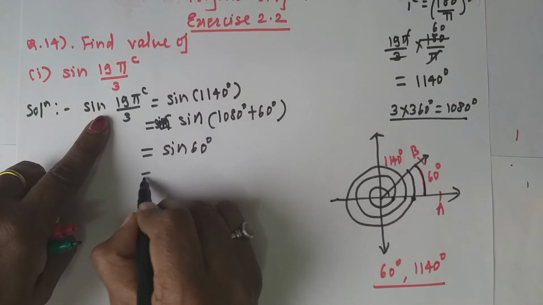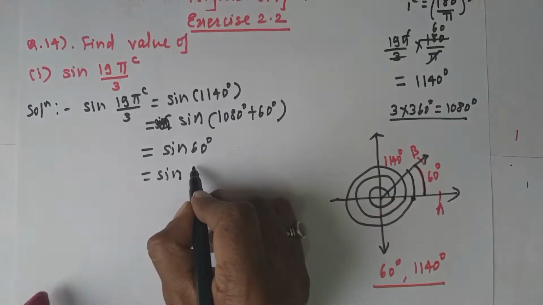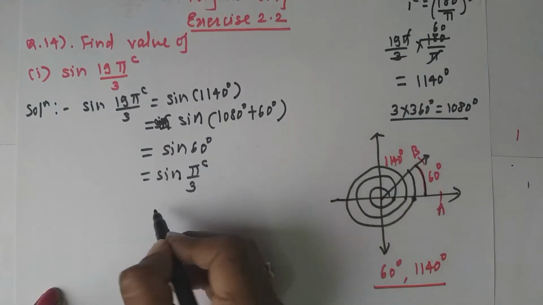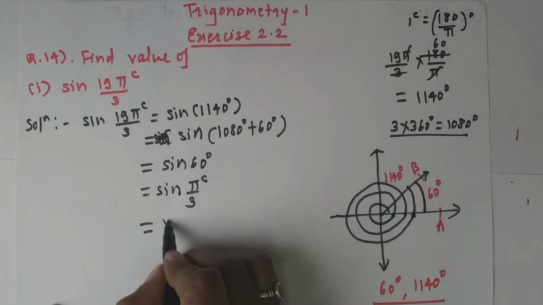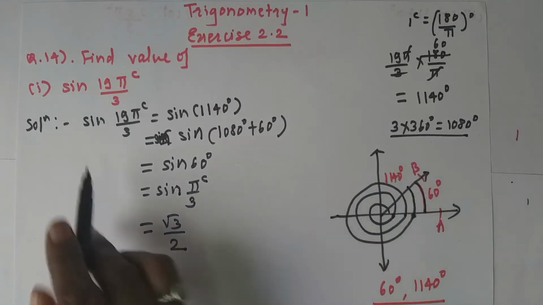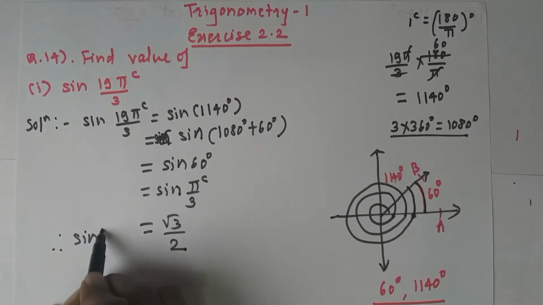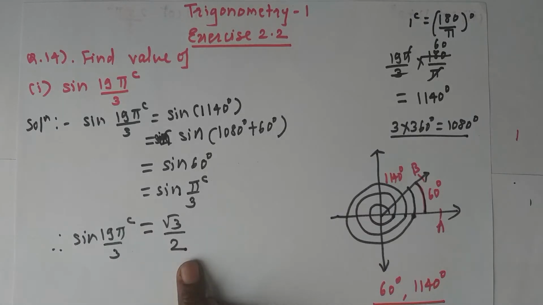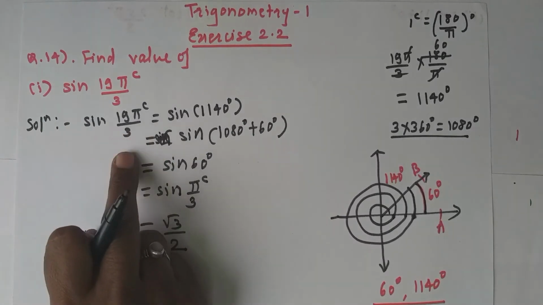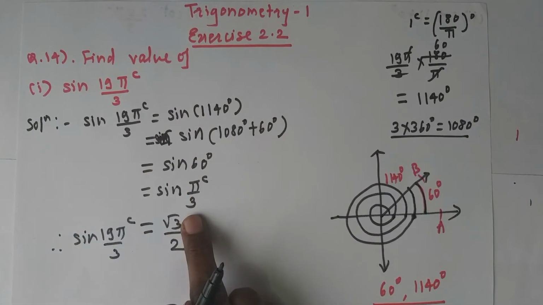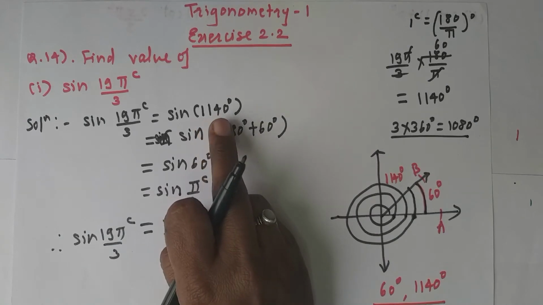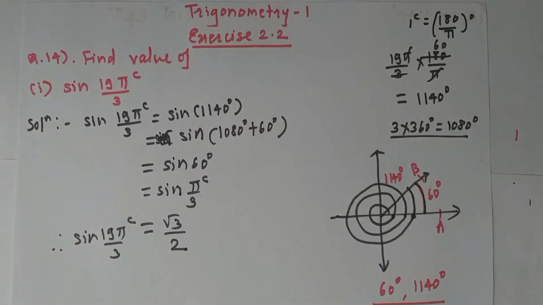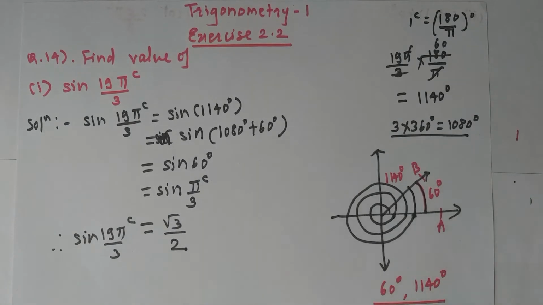And as this angle is given in radians, I will write 60 degrees in radians, that is pi by 3 radians. Now what is the value of sine 60? That is nothing but root 3 by 2. Therefore the value of sine 19 pi by 3 radians is equal to root 3 by 2. Since the angles 19 pi by 3 and pi by 3, that is 1140 degrees and 60 degrees, are coterminal, their trigonometric functions have the same values. If angles are coterminal, their trigonometric functions are the same.